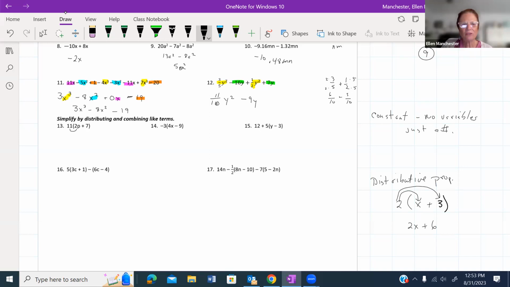You're going to take the 11 and multiply it by the 2p. So you get 22p. Then you're going to take the 11 and multiply it by the 7. And the 22p and the 77, there's no like terms. So you can't combine it any longer. It's already simplified, right? There's nothing to combine there. With number 14, you distribute. And again, there's no like terms, can't combine anything.